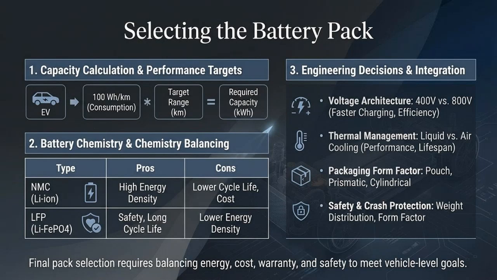Let us begin with the battery pack, which is the heart of the EV. Battery selection depends on capacity, voltage, chemistry, discharge rate, temperature capability, and lifespan. Engineers first determine how much energy the vehicle consumes per kilometer. A small EV may use 100 watt-hour per kilometer, whereas a larger SUV may use 180 to 220 watt-hour per kilometer. Multiplying this by desired range gives us the required battery capacity.